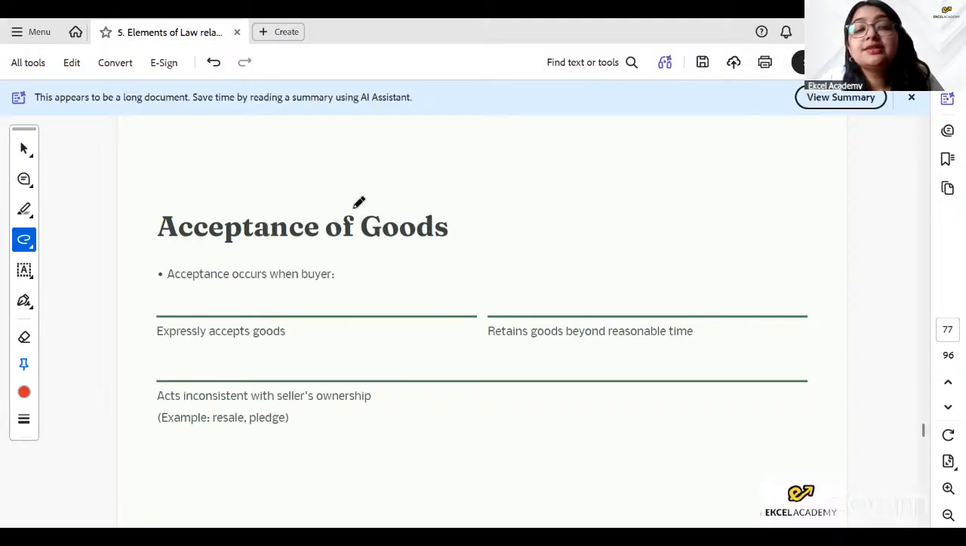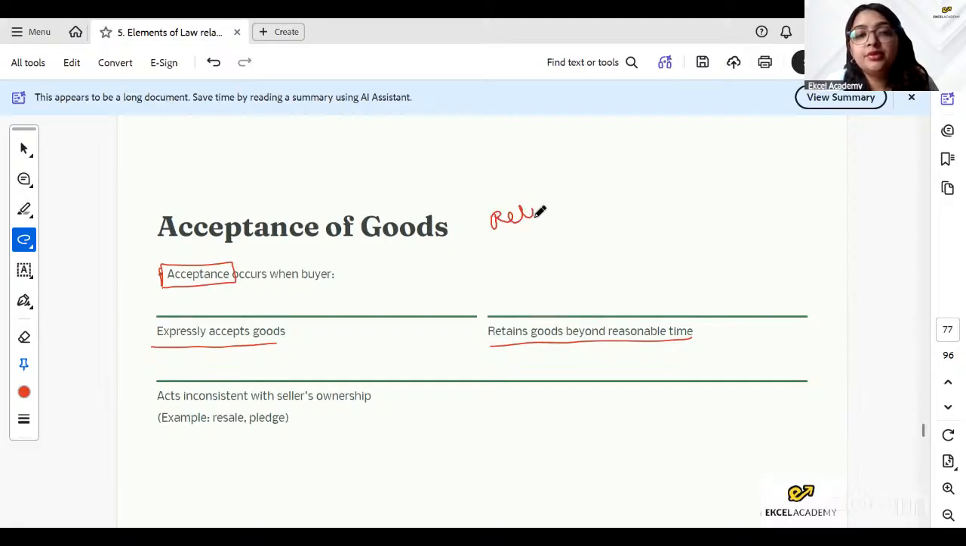All right. So now let us understand from the buyer's point of view with respect to acceptance. Your acceptance occurs when the buyer expressly accepts the goods, or retains goods beyond a reasonable time. Let's say, for example, you have ordered something on Myntra, the delivery person has come to your doorstep and you have accepted it. You are accepting your goods.